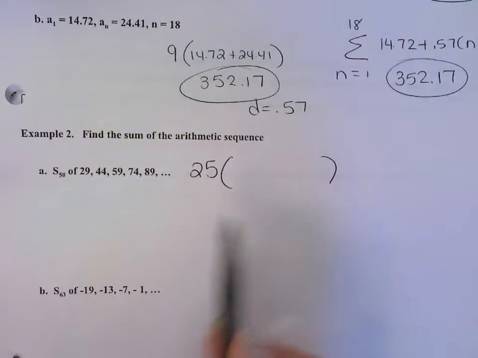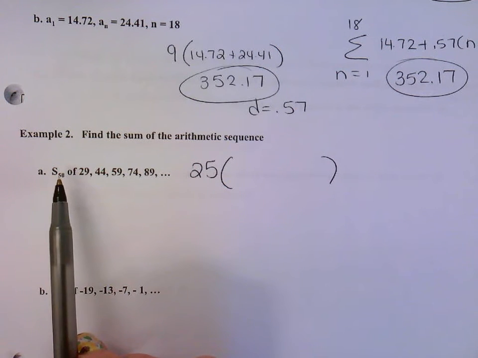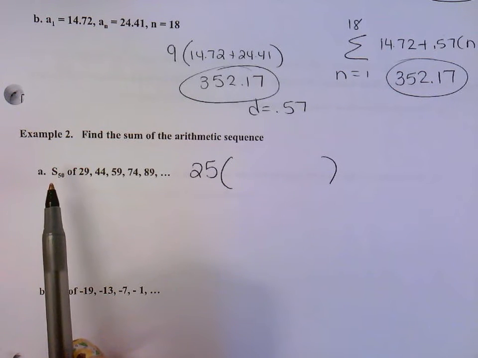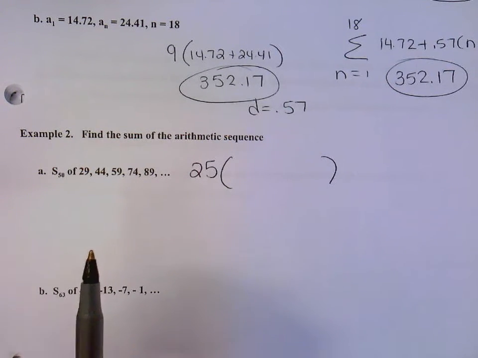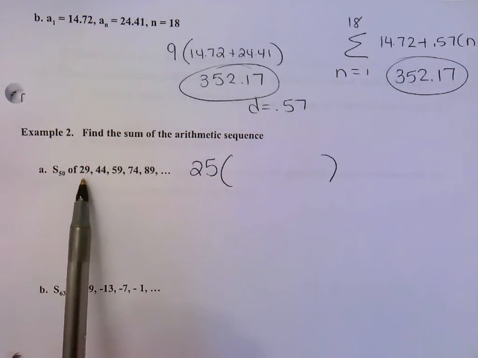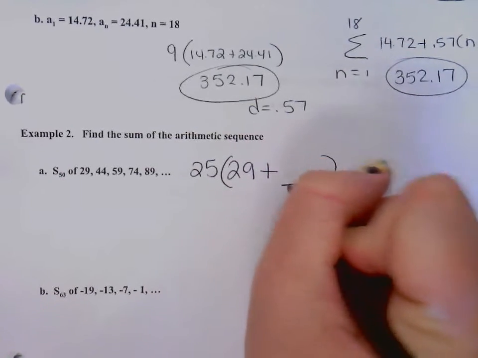For people who weren't here, it also works for odd numbers. So if you had 15 numbers, you had 7.5 pairs. It's okay to have a decimal number of pairs. It'll still work. So you just divide your terms by 2, and then I know my first term is 29, but I do not know the last term of the sequence.